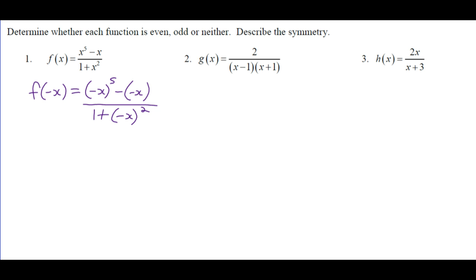So the negative of x, or sorry, negative x to the 5th is negative x to the 5th, right? And a negative raised to an odd power is negative. Minus negative x, so that'll be plus x. Negative x quantity squared is x squared, right? You're squaring a negative, so you get x squared.